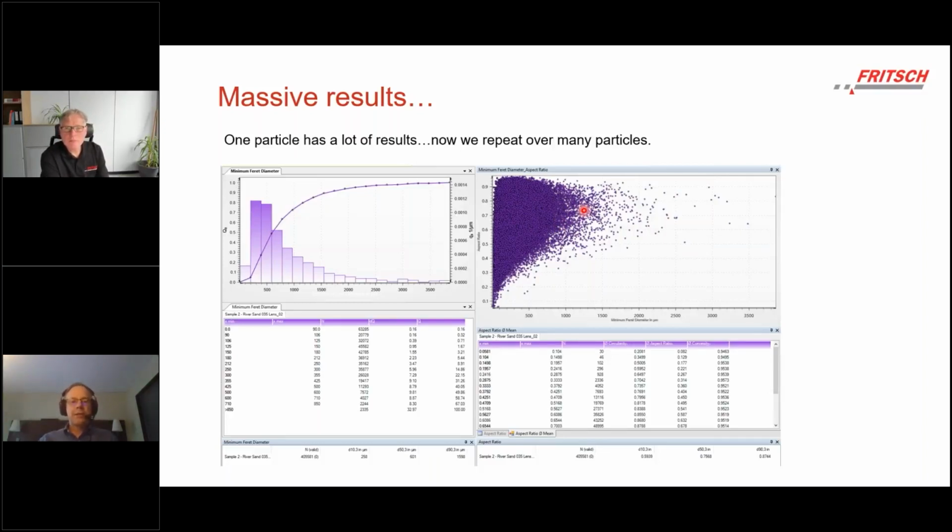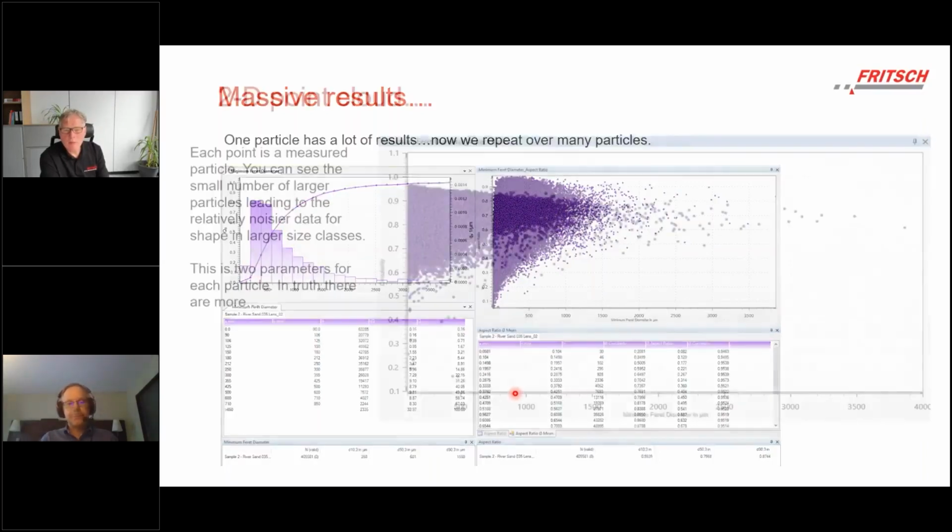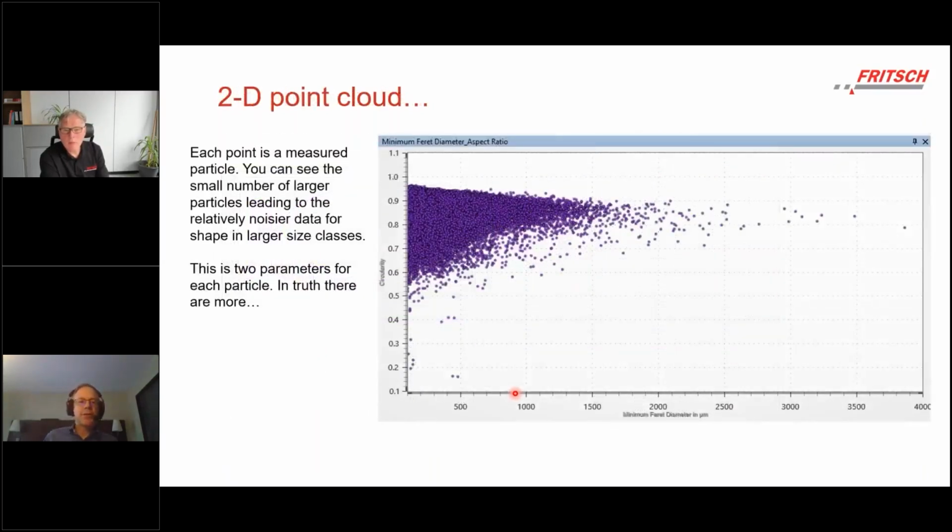We can summarize that data into a size or shape distribution, either a differential shown here as the bar chart, or a cumulative distribution shown in this graph as a line against the right axis, or as tables, and finally summary statistics.